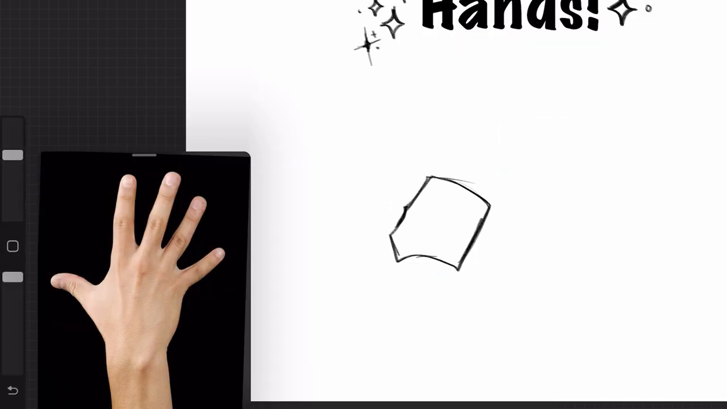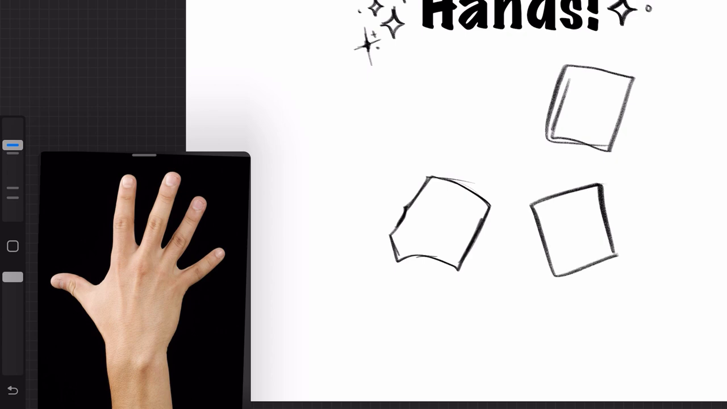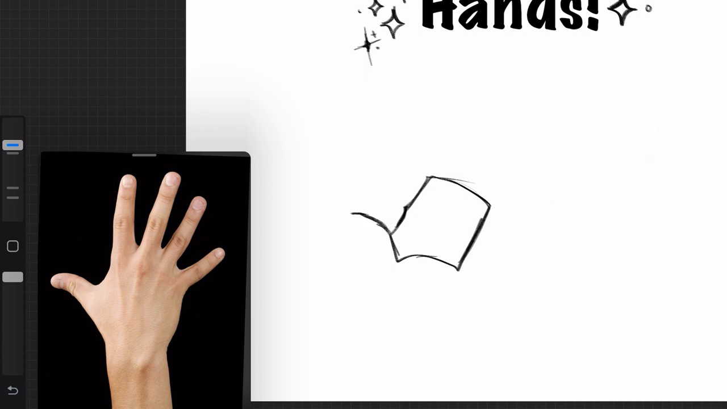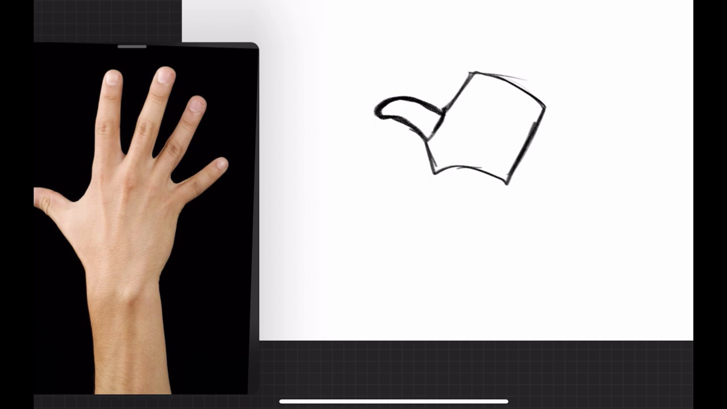So, to start off with, I do draw a vaguely square or rectangle shape for the palm at whatever angle that I need. Sometimes it's a little more squished than it needs to be, but you get the idea. I do redraw this thumb later because it is truly awful.